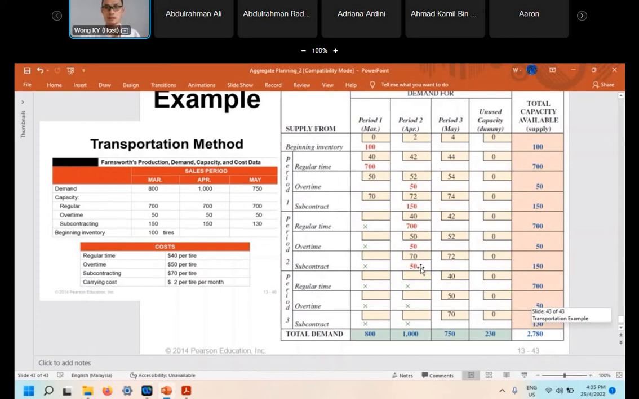Okay, and when you're done, then move on to the next cell, which has the lowest cost. In this cell, can I assign anything? I see the answer in the chat. You said 100. Be very careful. Actually, you cannot assign anything here because if you assign anything here, there will be overlapping, right? Because subcontracting is already assigned for period 2. Subcontracting is already assigned here. So if you assign here again, then there will be overlapping.